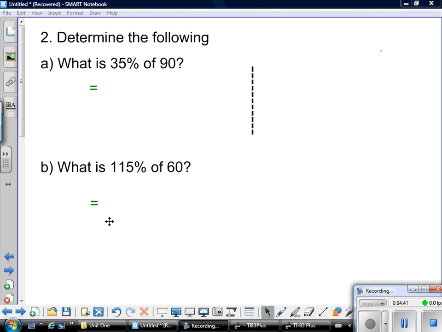In this next type of question, it says determine the following. What is 35% of 90? So this time I do know what the percent is. I know it's 35.